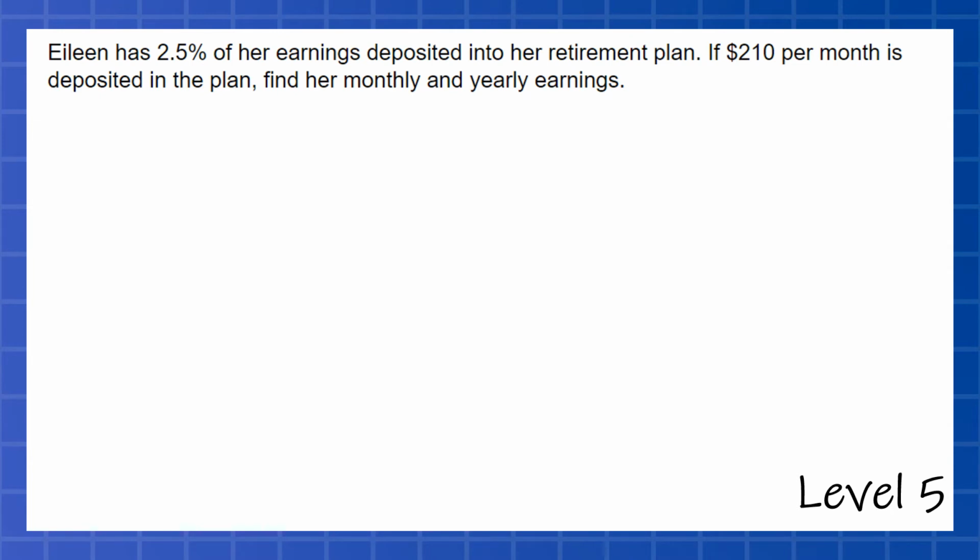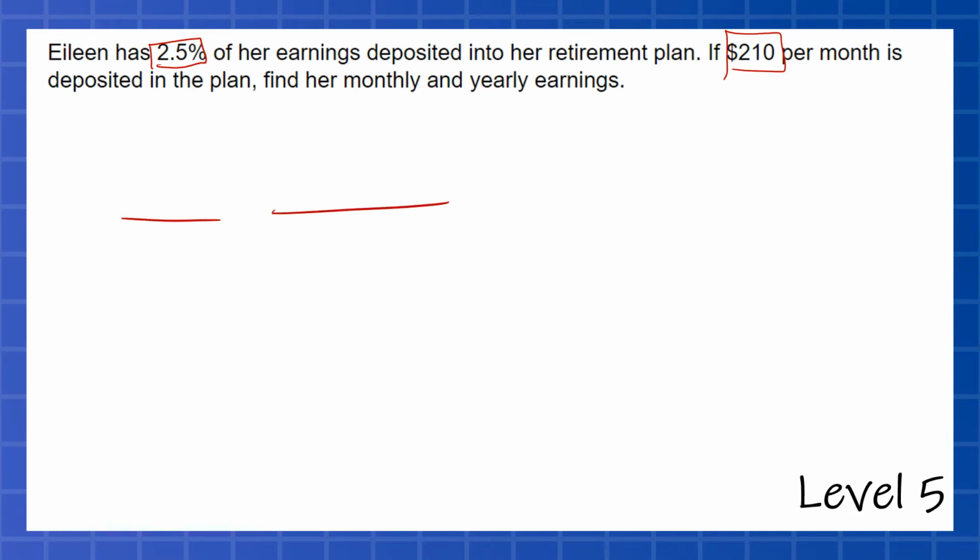This is another one that scares people. We get this word problem and go, oh no, we're doing 2.5% and we're depositing it into a retirement plan, and then we have an amount per month. This is going to be one of those financial formulas, but actually this is a very simple problem. We're looking at this just like we've looked at the other problems.